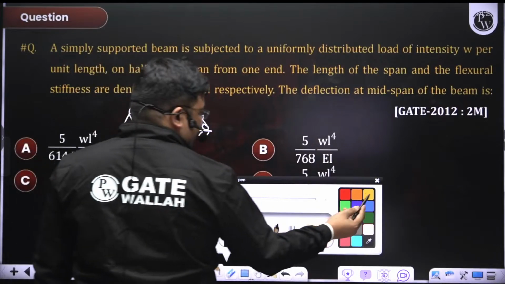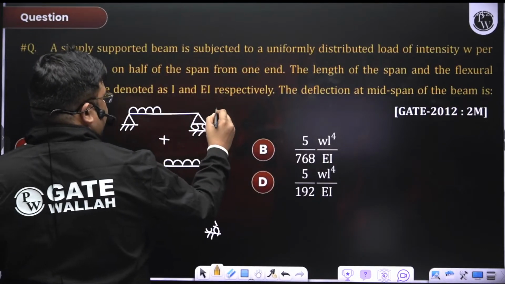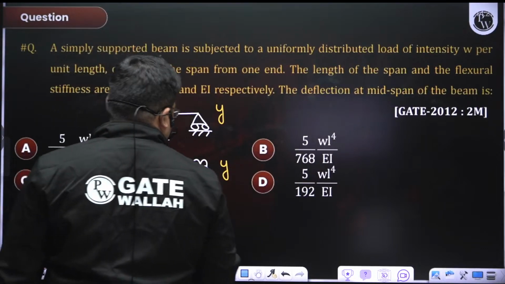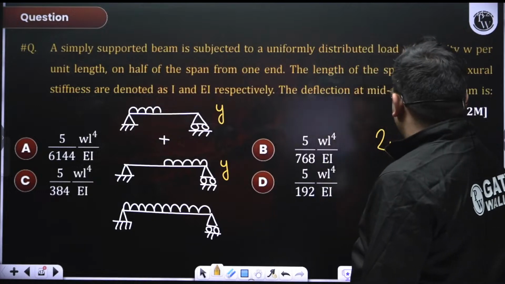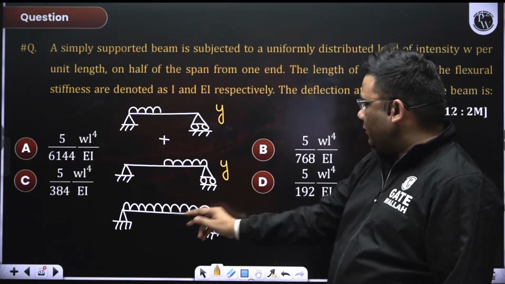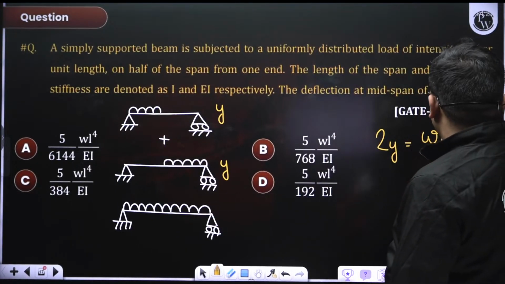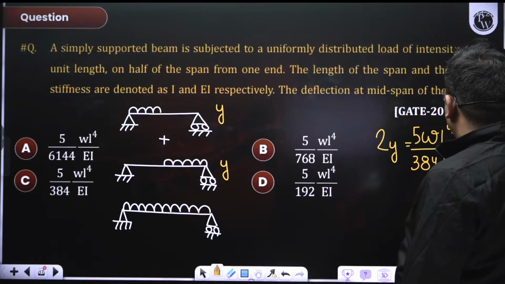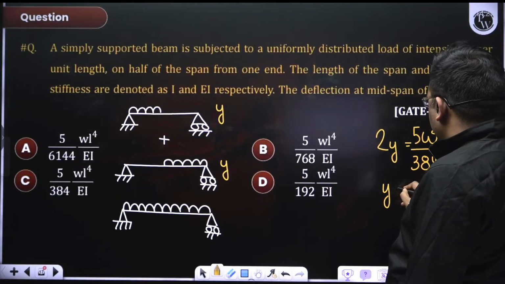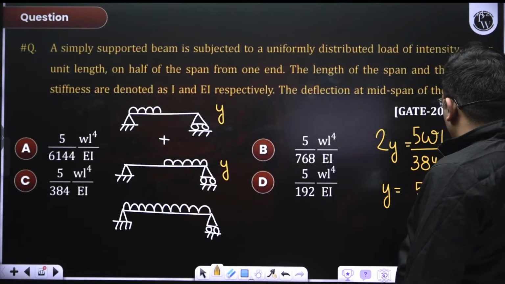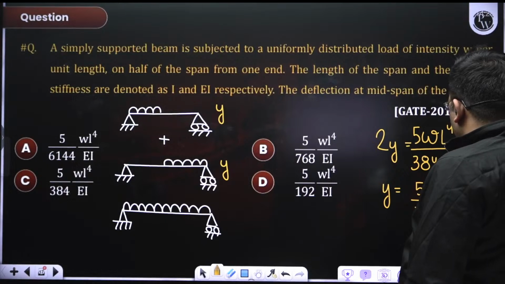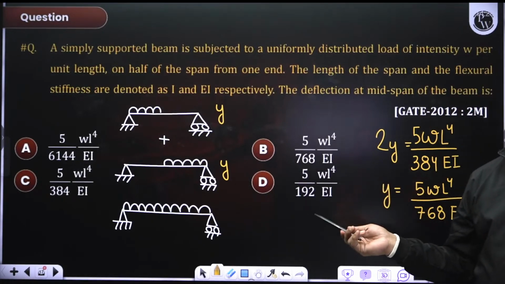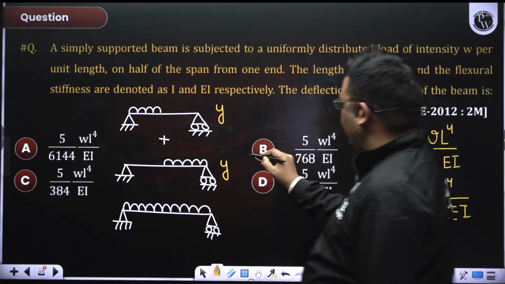So suppose the central deflection here is y, and suppose this is also y. So I can say 2y is equal to the central deflection for this. The central deflection for this is 5WL4 by 384 EI. So y for each case will be 5WL4 by 768 EI. Understood? So if you know the standard formulas, you can easily solve many deflection questions.